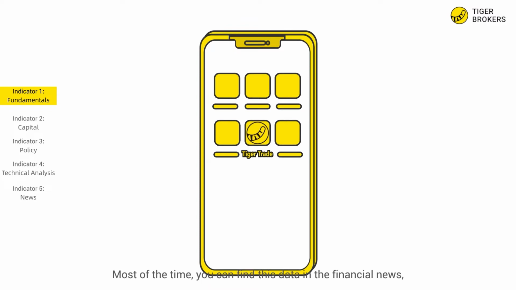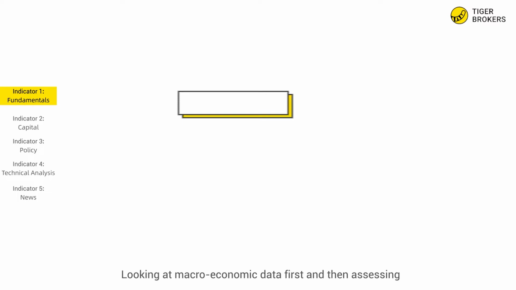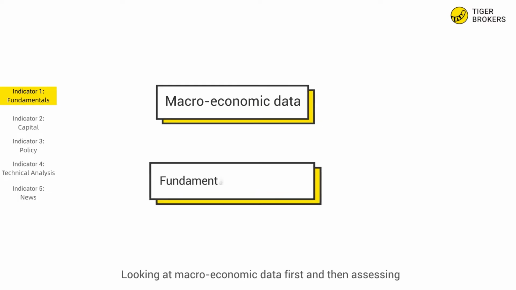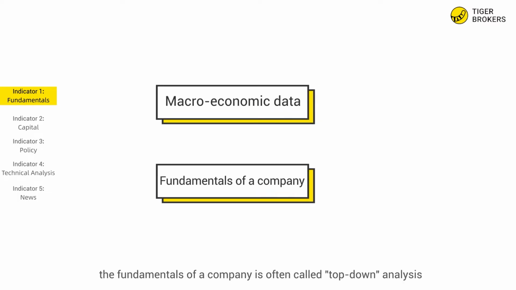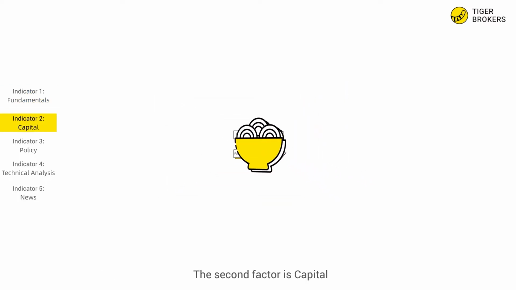Most of the time, you can find this data in the financial news, and the information I'm about to give you will help you understand that data. So, if you're interested, stick with me. Looking at macroeconomic data first, and then assessing the fundamentals of a company is often called top-down analysis. The second factor is capital.